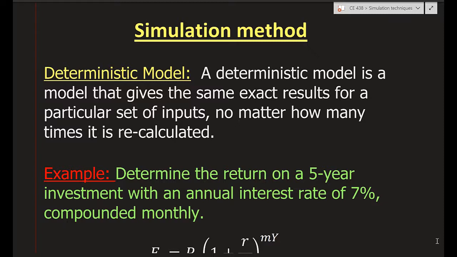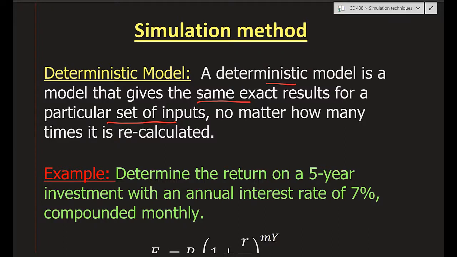We can have one kind of model that is called a stochastic model, and another kind of model that is a deterministic model. So let's try to understand what this deterministic model is. A deterministic model is a model that gives the same exact result for a particular set of input no matter how many times you recalculate the output using this model.